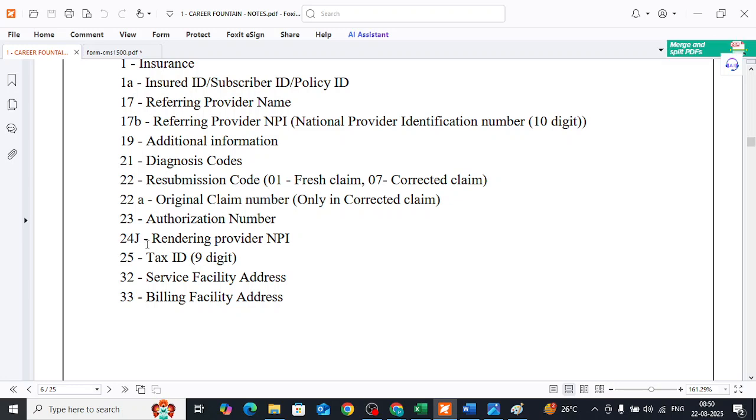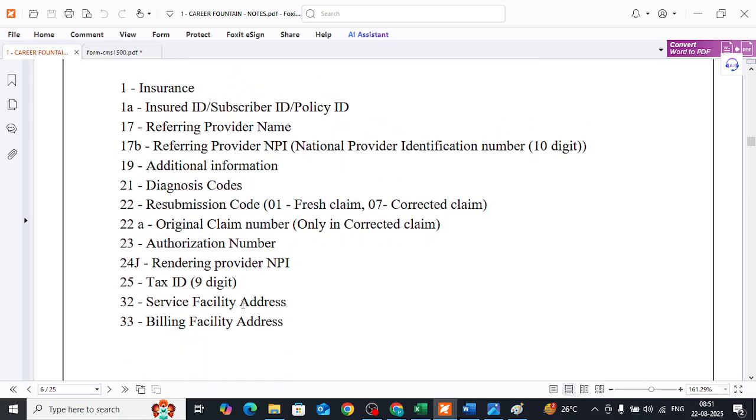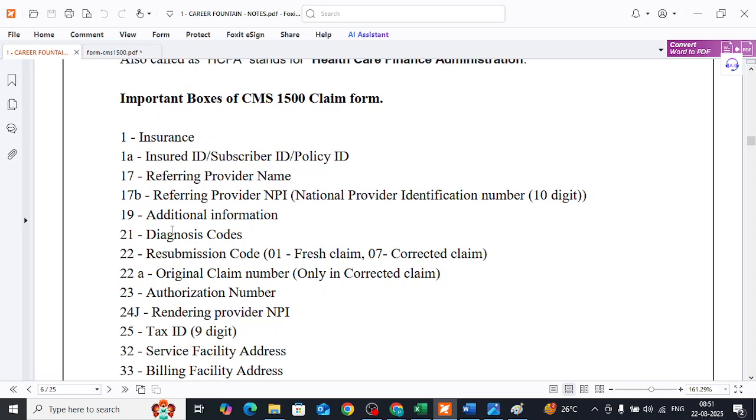24J is the rendering provider NPI. Okay. Who has actually rendered the service. Rendered means performed the service. Box number 25 is for the tax ID number, box number 32 is for the service facility address, and box number 33 is for the billing facility address. Okay, so at least you can remember these boxes, and definitely in every interview they will ask you one question on it. Randomly they will ask you 3 or 4 boxes, and you should be able to answer that.